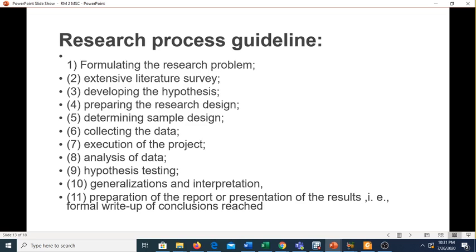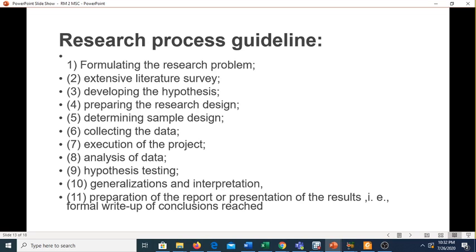Now, let's look at research process guidelines. When each and every one of us wants to do any research, there are 10 plus 1 fundamental processes that must be considered. Firstly, formulating the research problem. Secondly, extensive literature survey. Take note of the word survey. Thirdly, developing the hypothesis from the extensively reviewed literature. Fourthly, preparing the research design.